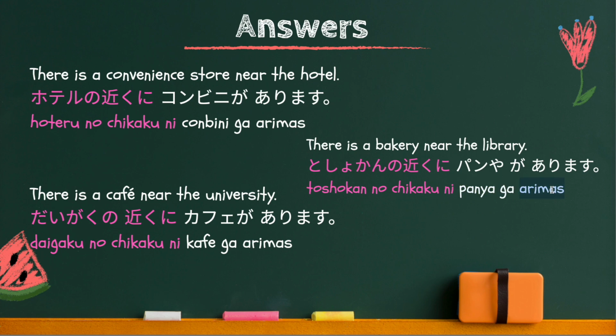あります because bakery is a non-living thing. The location is near the library, which is 図書館の近く。近く location word, so it should come after no particle. Before no particle there should be a noun, 図書館 library. And because this is the place of being, you need to have ni particle.